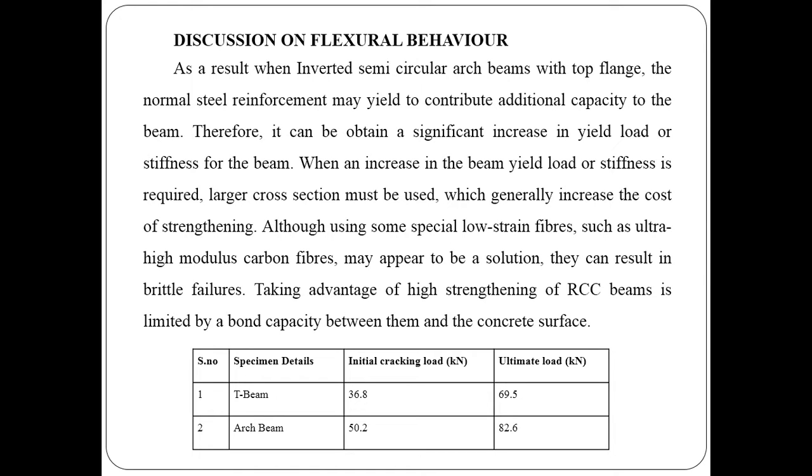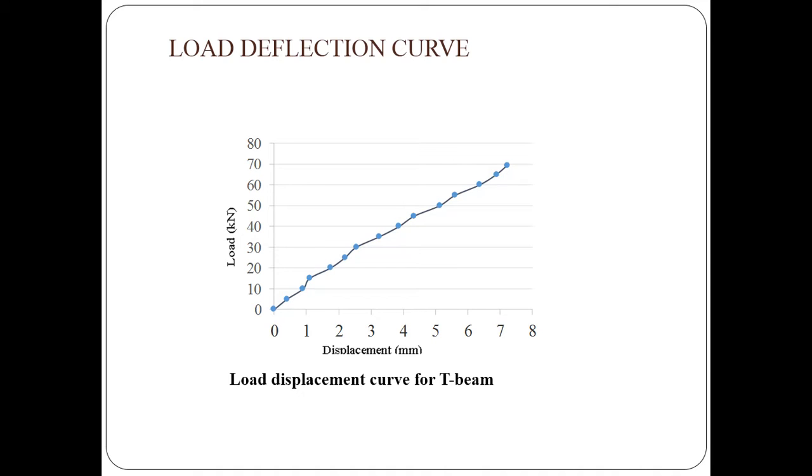The T-beam girder initial cracking is at 36.8 kN and ultimate load is 69.5 kN, and the inverted semicircular arch beam is 50.2 kN for initial cracking, and final failure for ultimate load is 82.6 kN. Hence the maximum load carrying capacity is increased when the web of the beam is curved in shape. And load deflection curve.